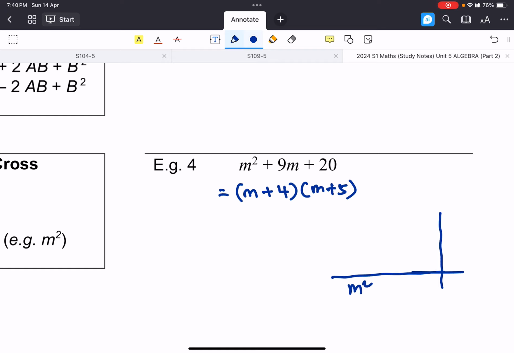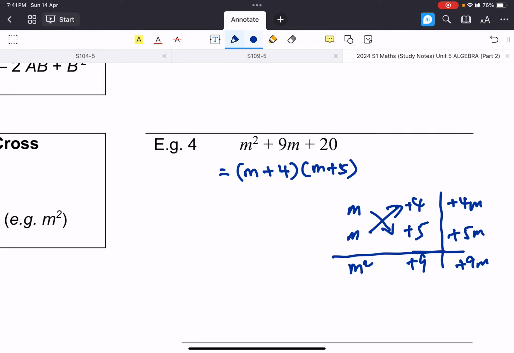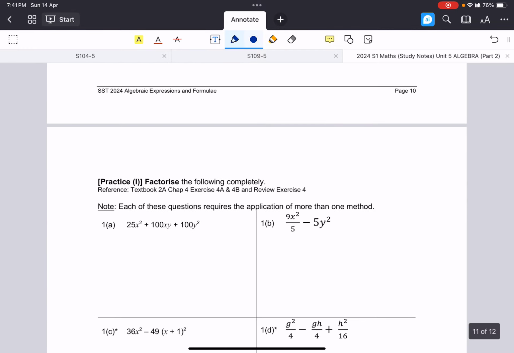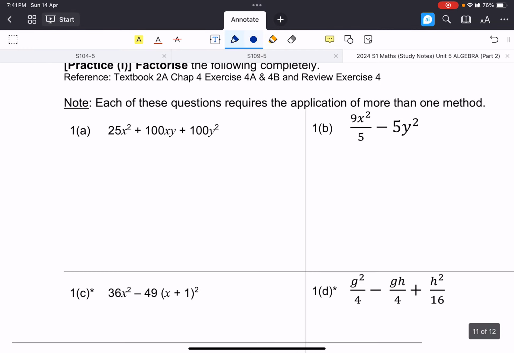This is m squared, m by m, 4 here, 5 here. We work this one out, positive, positive, positive 9. And then we have positive 4m, positive 5m, positive 9m, and everything lines up properly. See, it can be done. So for the more advanced students, I'm hoping you should be able to do this mentally already, straight away. Do we have more examples here? We have more practice over here. Why not? More practice is good.